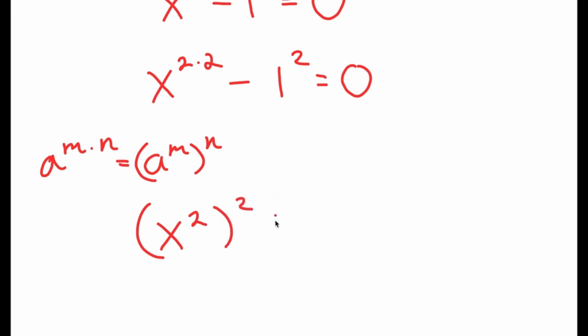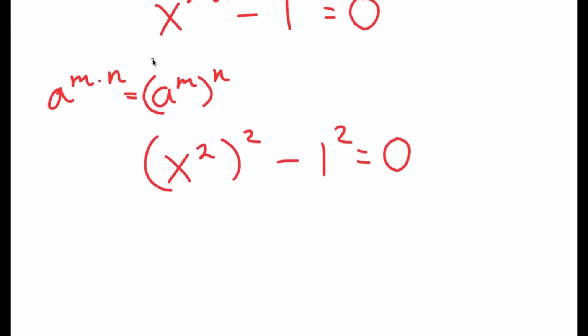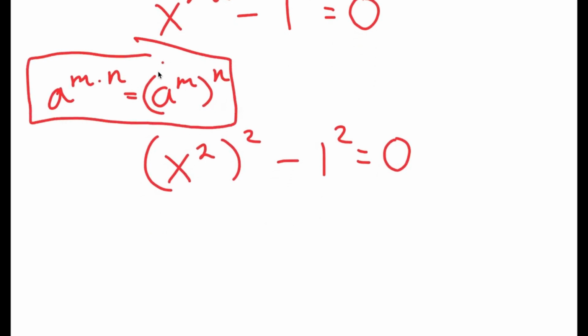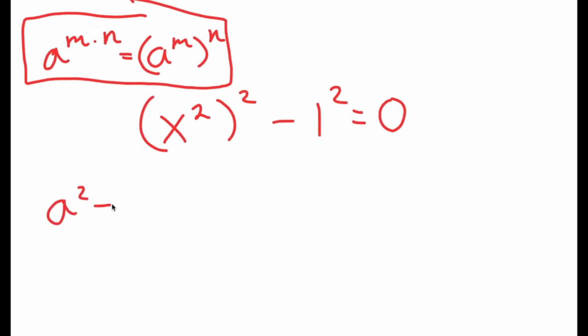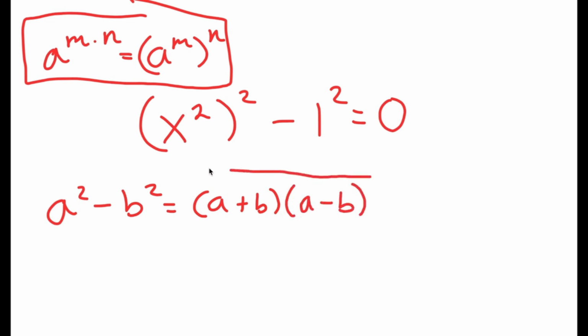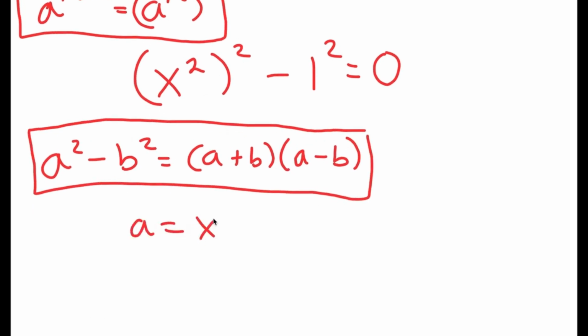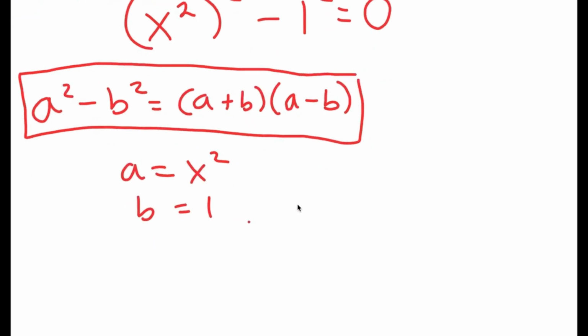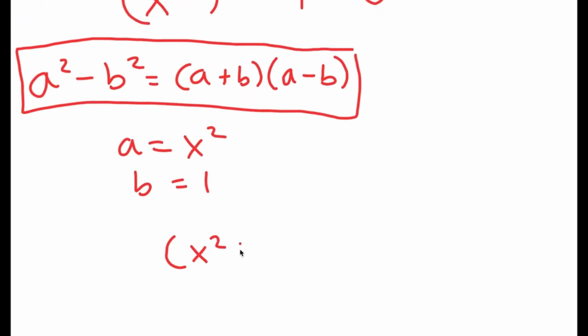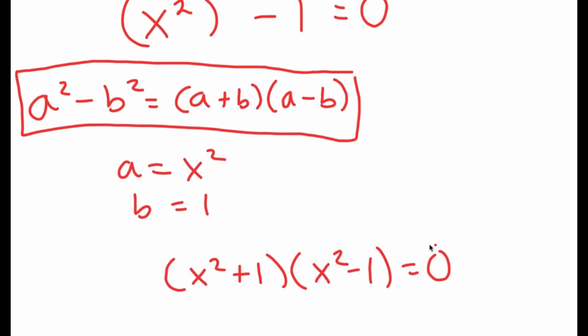So I have x to the power of 2 to the power of 2 minus 1 to the power of 2 is equal to 0. And now another property I can use is a squared minus b squared is equal to a plus b times a minus b. So in this case, a is x squared and b is 1. So I get x squared plus 1 times x squared minus 1 is equal to 0.